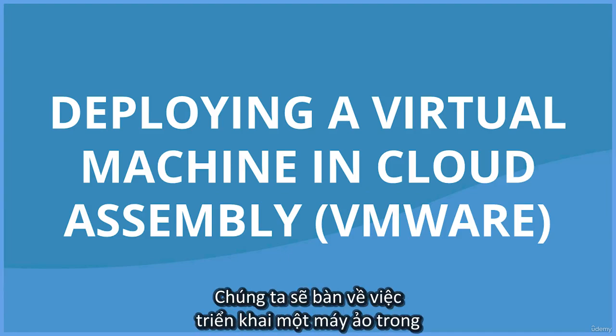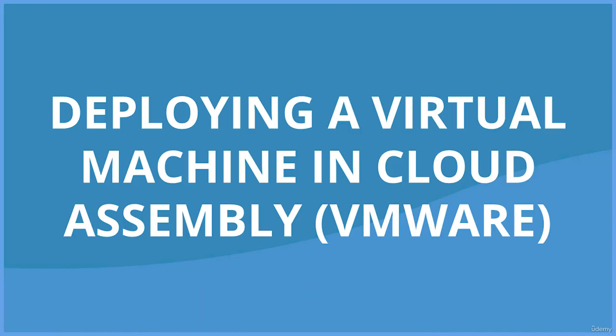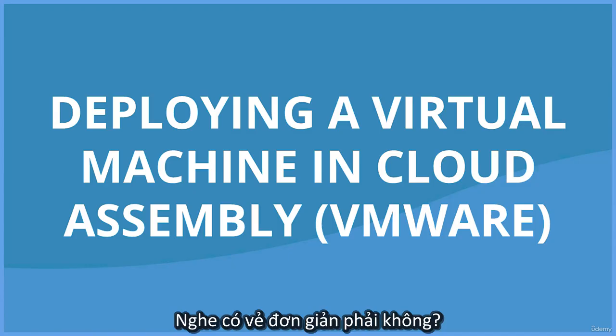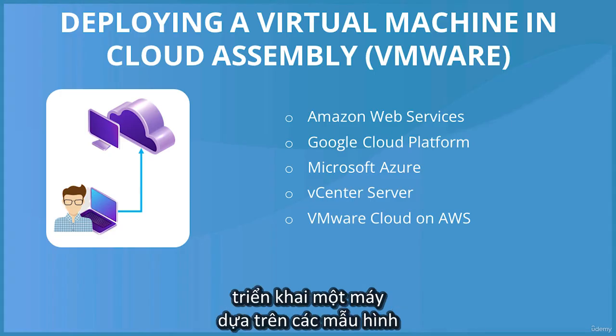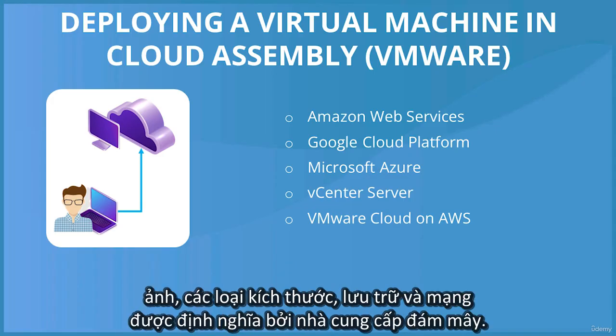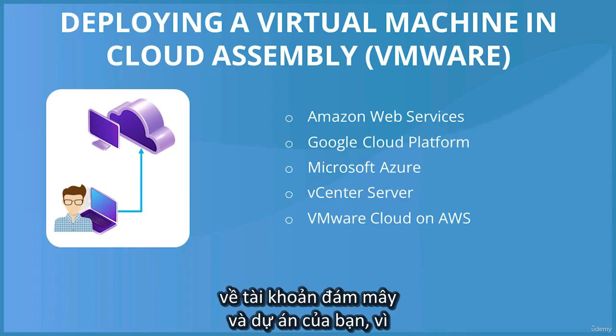So we're going to cover in this video deploying a virtual machine in Cloud Assembly by using VMware. Sounds simple enough, right? So we better get started. This method is a pretty easy way to quickly deploy a machine based on image templates, sizing flavors, storage, and networks defined by the cloud provider. It's actually a quick test of your cloud account and project.